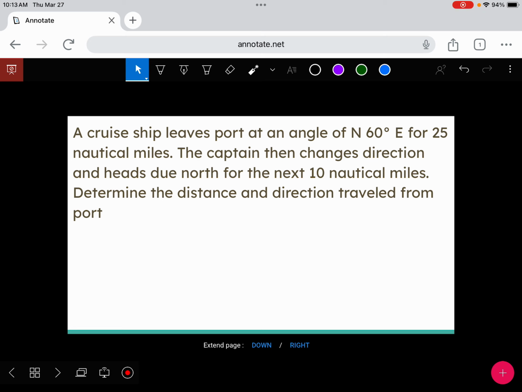Let's look at this. We've got a cruise ship leaving port at an angle of north 60 east, and then they go for 25 miles. Then we also have that they go straight north for the next 10 miles. So what we're trying to figure out is how far they are from the port. We are going to do this using our vectors.